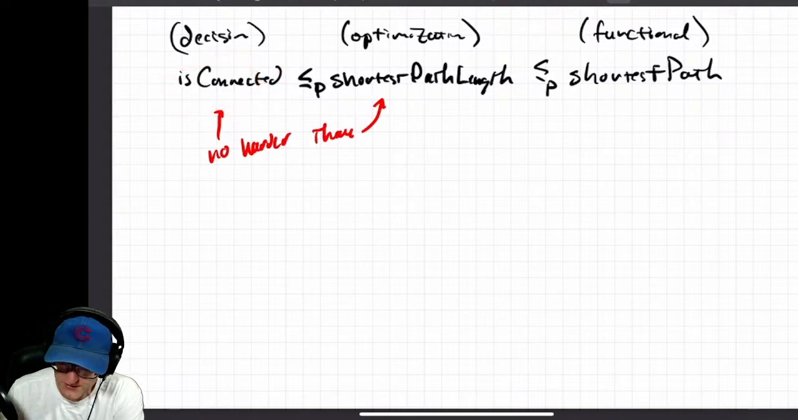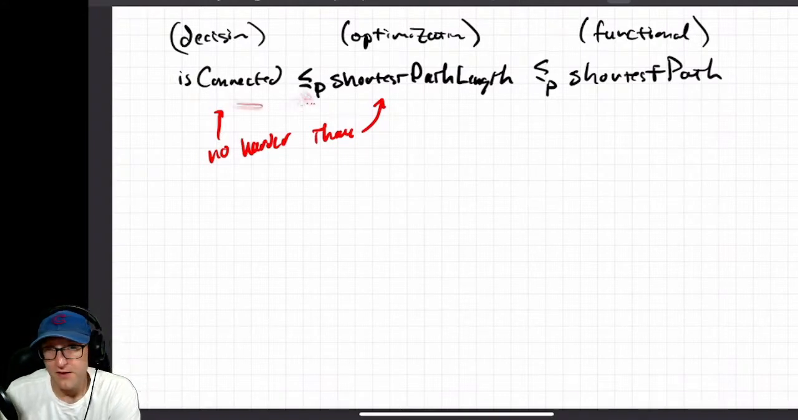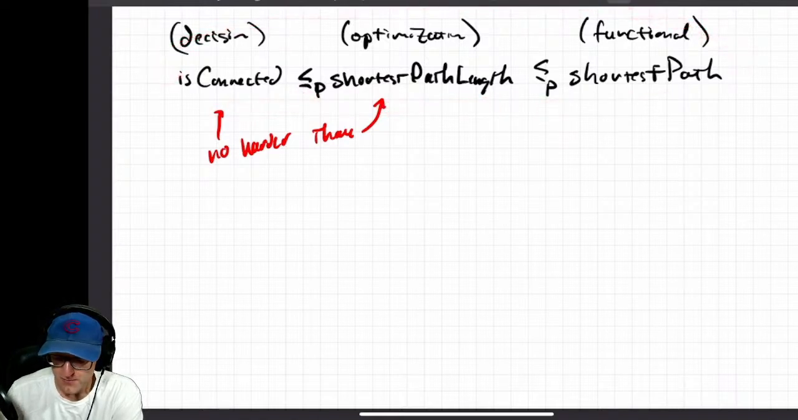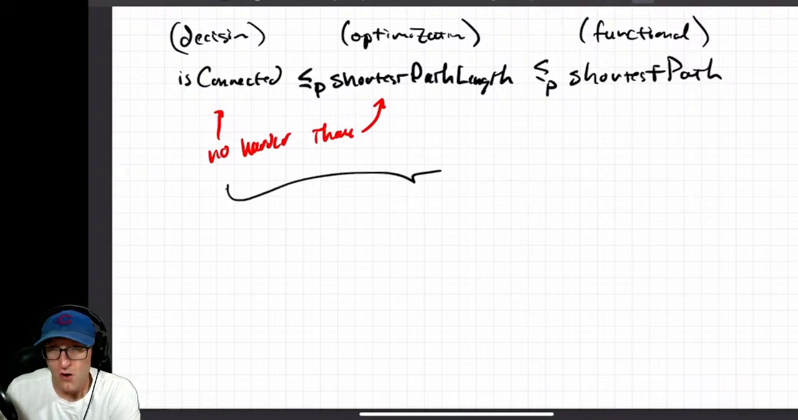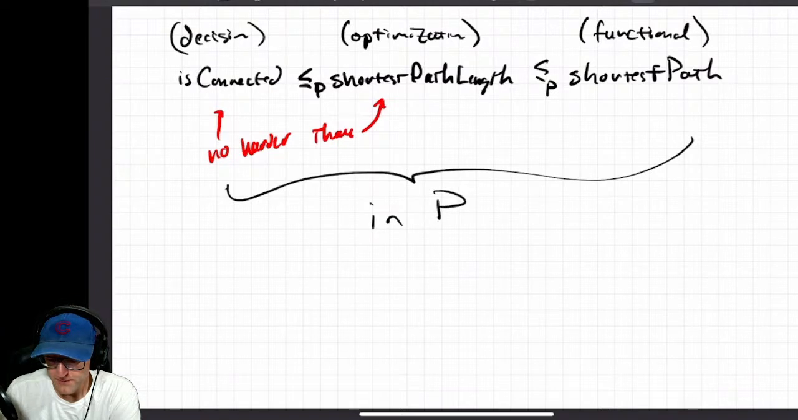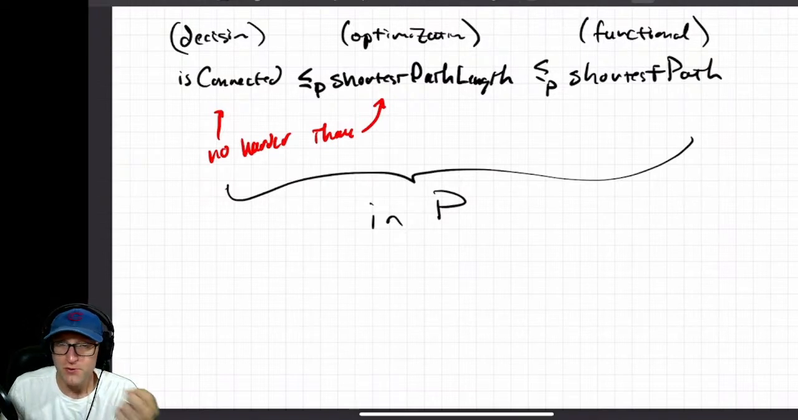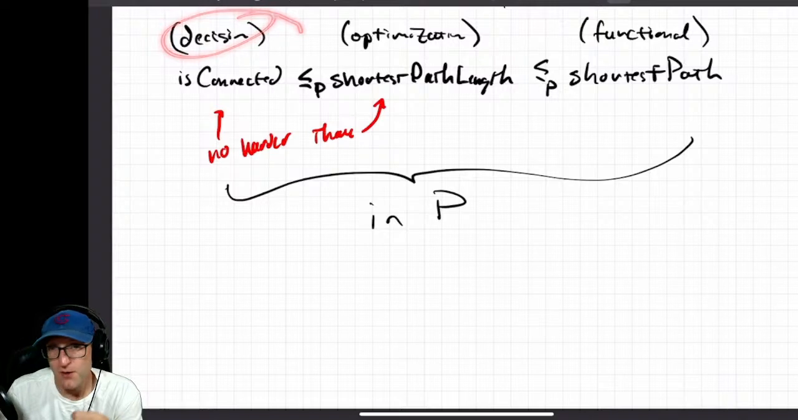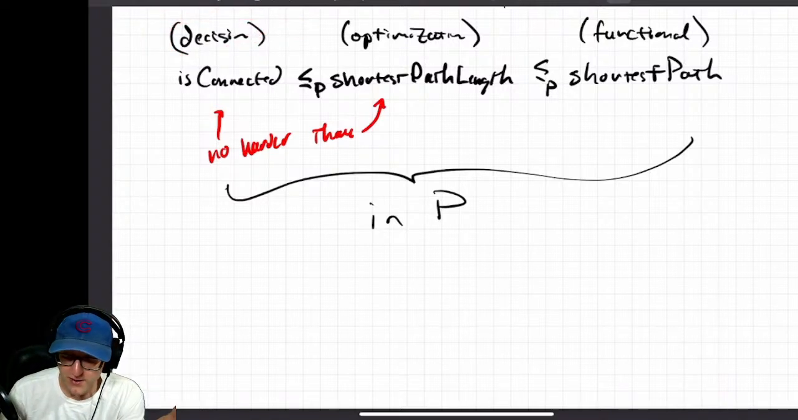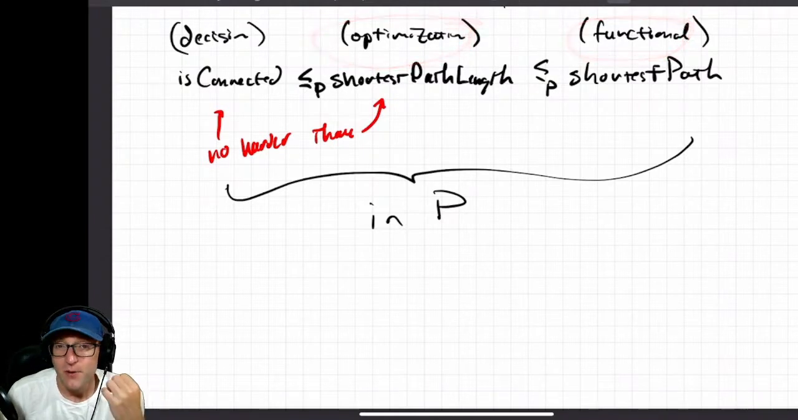But you can see the sequence of difficulty. In fact, you can actually show it's circular here. You can reduce the shortest path problem all the way back to is connected. But everything in here is in P, right? All of these problems are in P. Strictly speaking, P and NP only deal with decision problems. So when you reduce one problem to another problem, you have to show that this decision problem reduces to this decision problem. You can't mix and match functional and optimization problems. Technically, you can't do that. But from a practical perspective, you can.